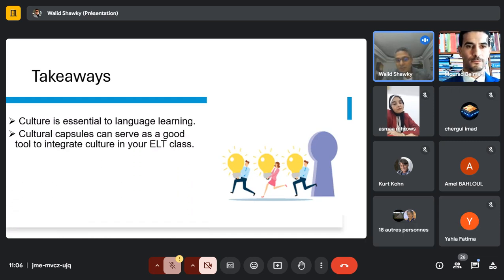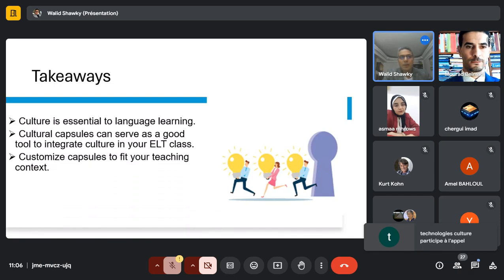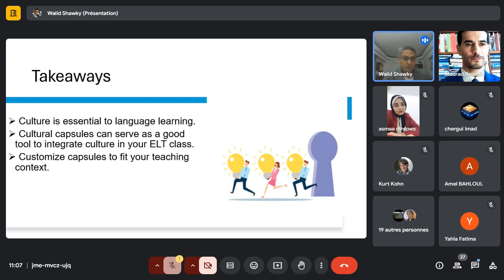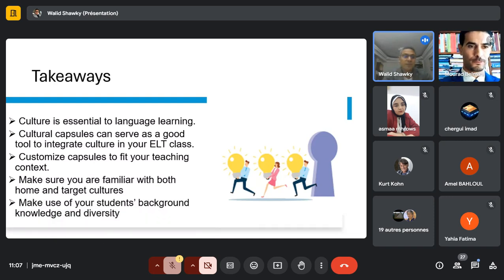These capsules can serve as a good tool to integrate culture into your ELT classroom. You can customize them to fit your students' context, the lesson, their learning needs, and motivation. As a teacher, you need to be familiar with both the home and the target culture, so you need to educate yourself and make use of your students' background knowledge and diversity. Bring the knowledge that your students have into the classroom.